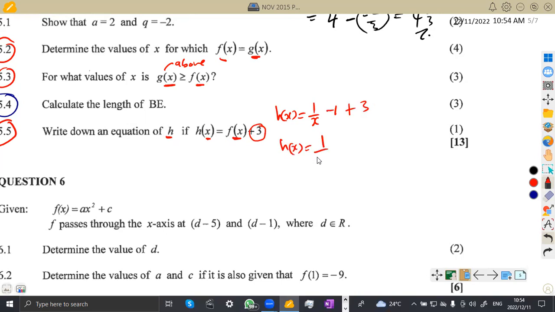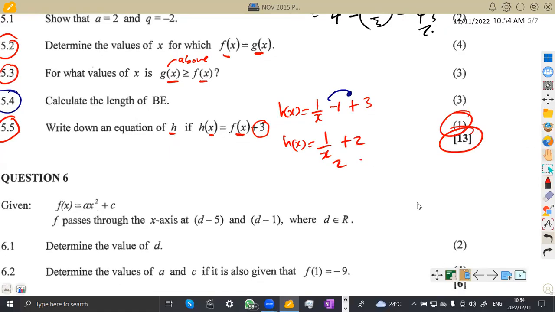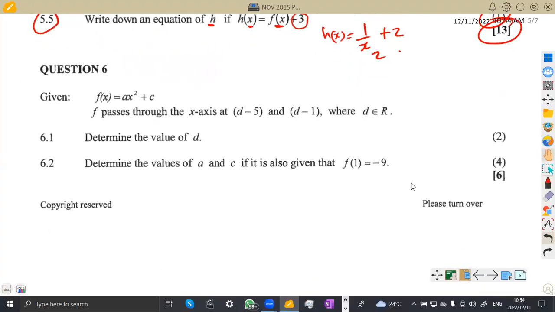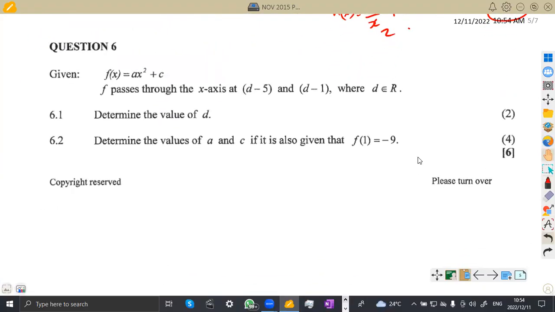So h(x) is going to be 1 over x, and we can collect like terms, minus 1 plus 3. That's a 2. So this is going to be plus 2. Guys, as you can see, that is 1 mark. All right, so that was the question. Then we move on to question number 6.